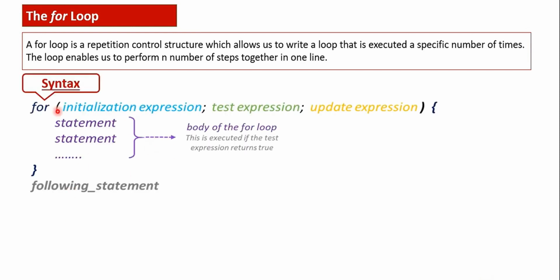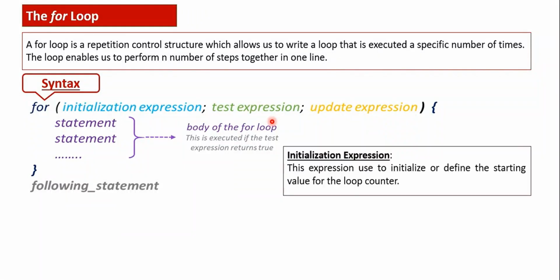That means the keyword for is used, and within brackets there are the initialization expression, test expression, update expression, and after the curly brackets the statements that will be the body of the for loop, which will be executed depending upon this test expression. Okay, so let's discuss what these components are. Initialization expression. Now this expression is used to initialize or define the starting value for the loop counter. That means from where the loop will start.